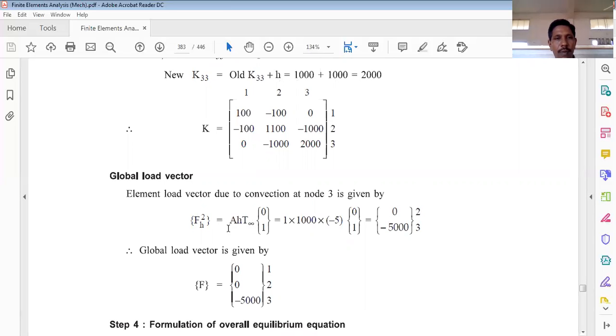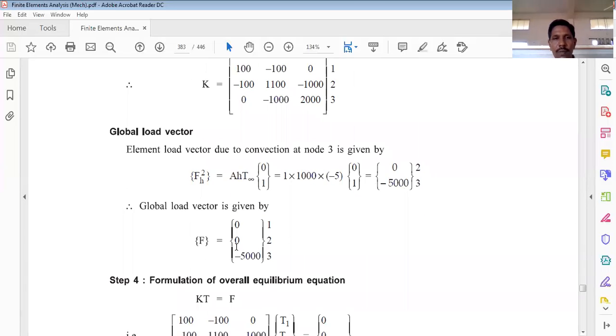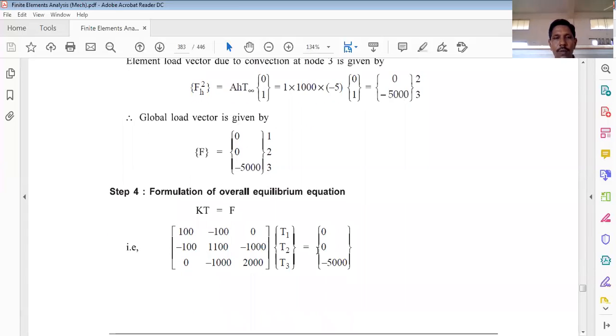So there is no value of A, so definitely it is equal to unity. The h value is 1000. T infinity, that is the ambient temperature on the outer surface, is given as minus 5 degrees centigrade. So this comes out to be 0 and minus 5000 at node number 3. Therefore, the forcing vector or global load vector is 0, 0, minus 5000.